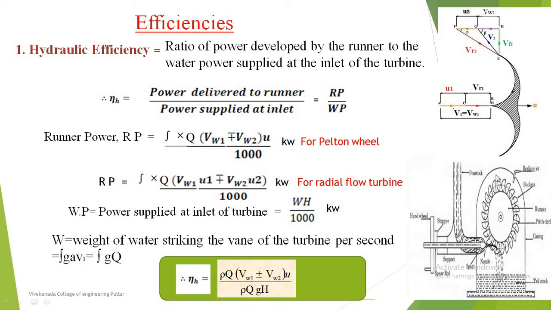For a Pelton wheel, at the inlet and the outlet, the vane velocity is the same. But in the case of reaction turbines, the vane velocity will be different at the inlet and outlet. In that case, it is rho A V1 into VW1 into U1 plus or minus VW2 into U2, whole by 1000. So this is the final formula for hydraulic efficiency. Remember, hydraulic efficiency is equal to runner power by water power.